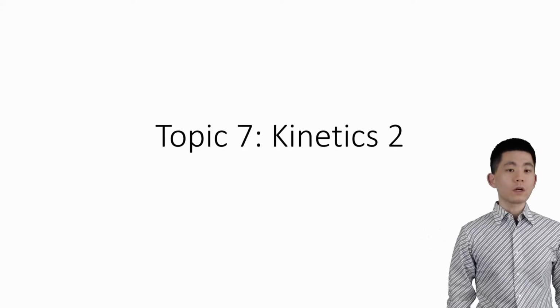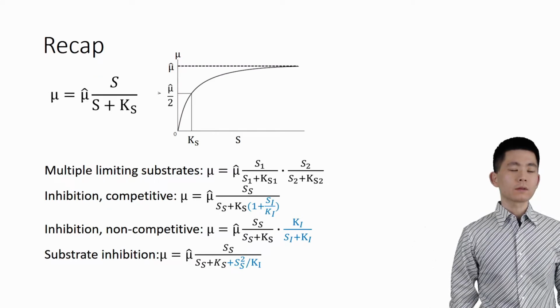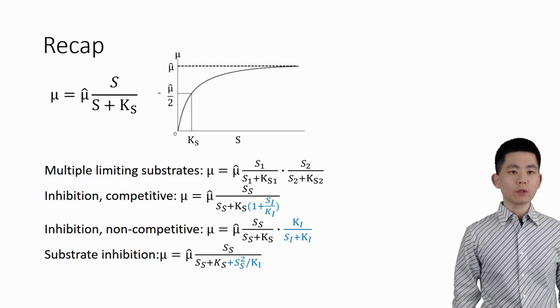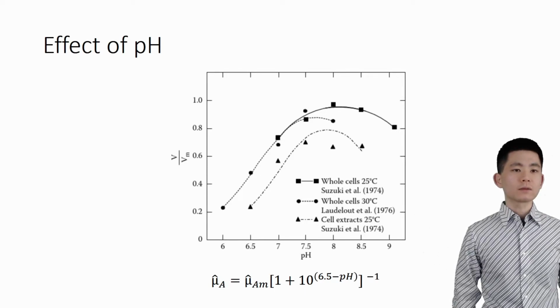Let's continue with our lecture on the kinetics of biological processes. We have deduced the Monod equation from enzymatic reactions and described the reaction inhibitions by modifying the Monod equations. The growth kinetics of certain microbial communities is also largely affected by pH, such as AOB, NOB, and methanogens.